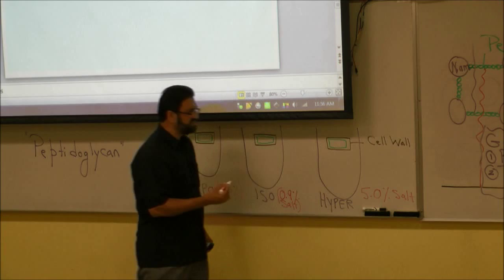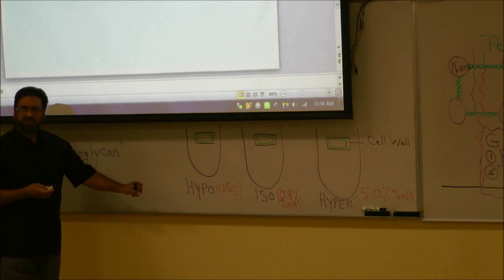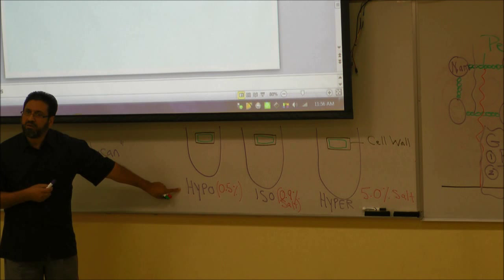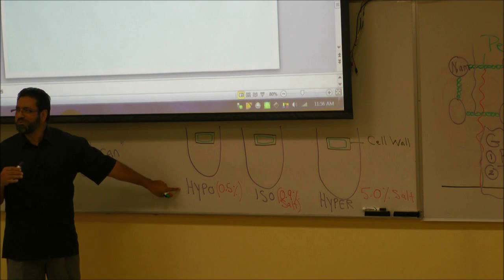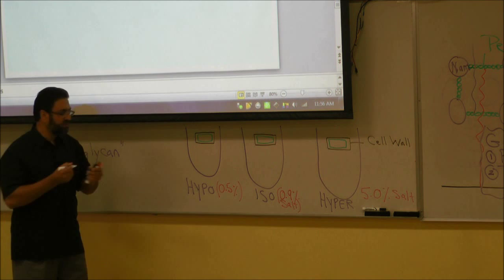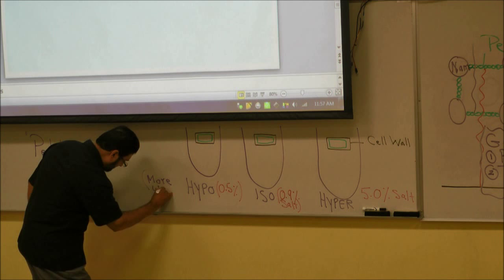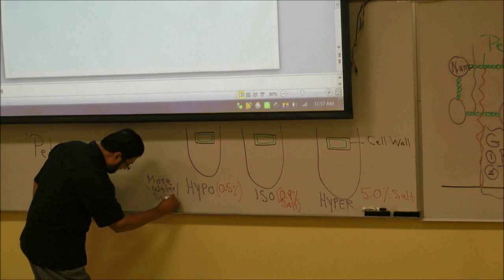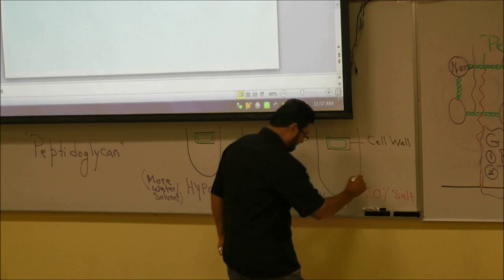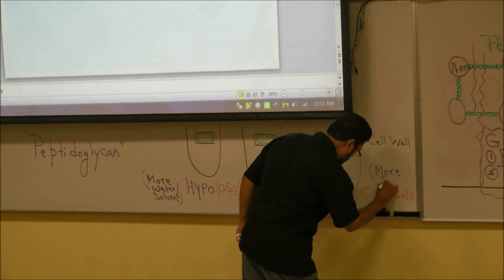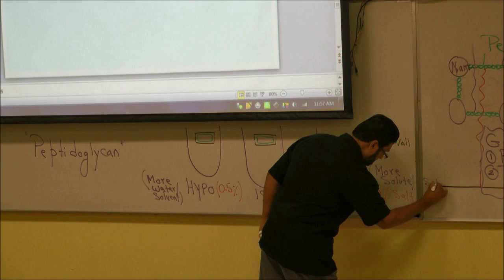Okay. Hypotonic solutions, are they more solvent or more solute? More solvent. Okay. More water. More solvent. So hypotonic solution is a solution that has more water or solvent, less solute. And hyper has more salt, could be sugar. Okay, remember that please, solute.